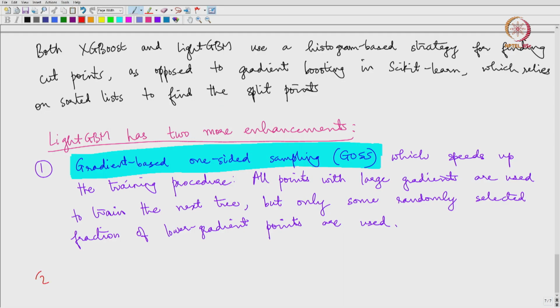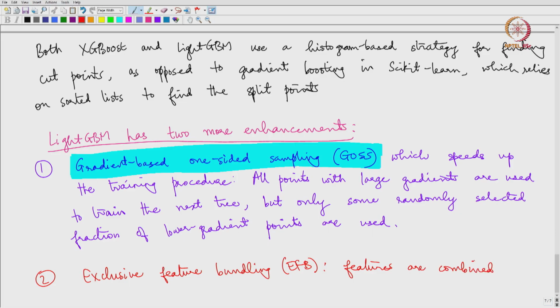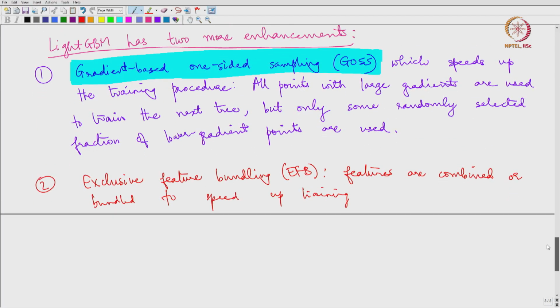And the other interesting feature that is present in LightGBM, this is called exclusive feature bundling, EFB. So, what happens here is that features are combined or bundled, right, to speed up the training. Okay, so that is what is happening in exclusive feature bundling. So, this can be done if some features, right, do not take non-zero values simultaneously.